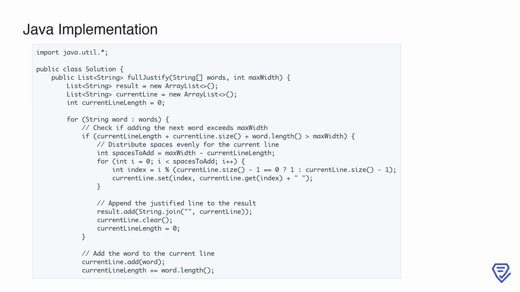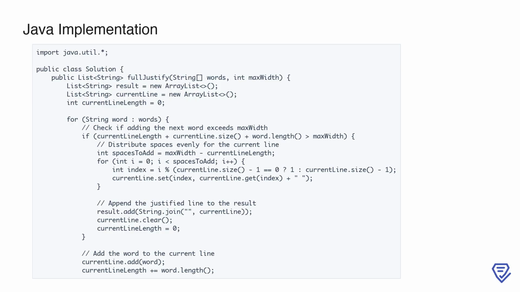Here, we start by defining our Java method fullJustify that takes an array of words and an integer max width, which represents the maximum width of each line. We initialize a result list to store the final justified text, a current line list to hold words for the line we are building, and a current line length variable to track the total length of words in the current line. Then, we iterate through each word in the input array.